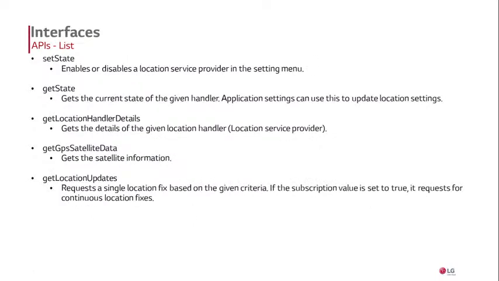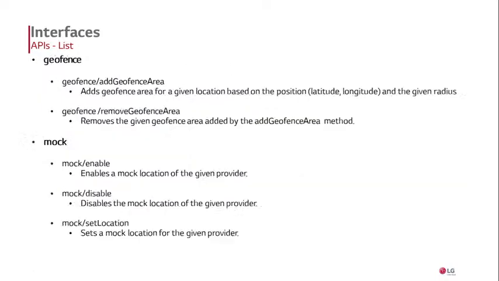Set state enables or disables the location service provider in the settings menu, and get state gets the current state of the given handler. Application settings can use this to update location settings. Get location handler details gets the details of the given location handler. Get GPS satellite data gets the satellite information. And get location updates requests a single location fix based on the given criteria. If the subscription value is set to true, it requests continuous location fixes on a periodic basis.